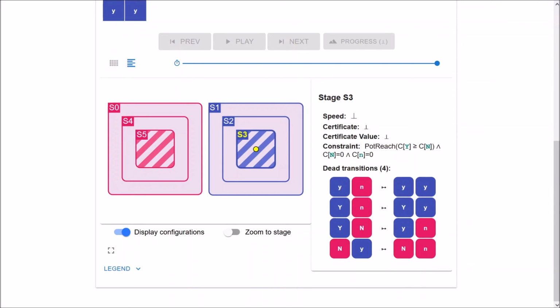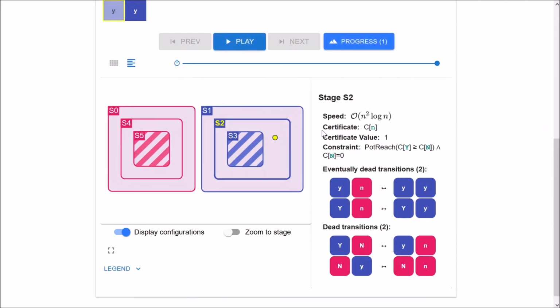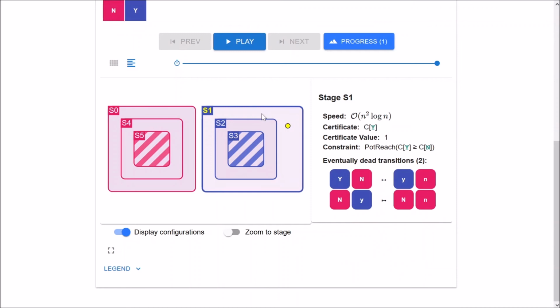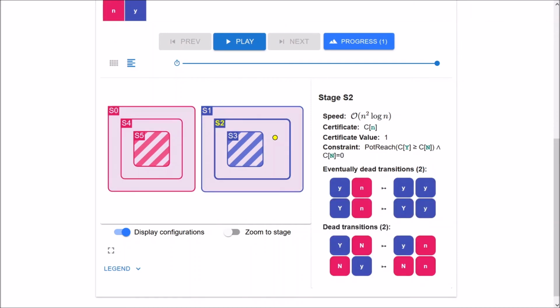For each stage, Peregrine displays the constraint, the certificate, as well as helpful information like dead and eventually dead transitions. A transition is dead if it can never occur again from any configuration of the stage. A transition is eventually dead if it will be dead in any inner stage. As progress in most population protocols is closely related to the number of dead transitions, this makes it easier to understand the computation of the protocol.